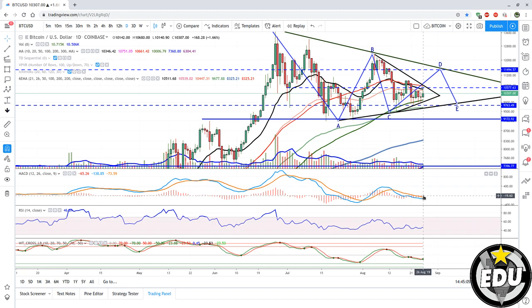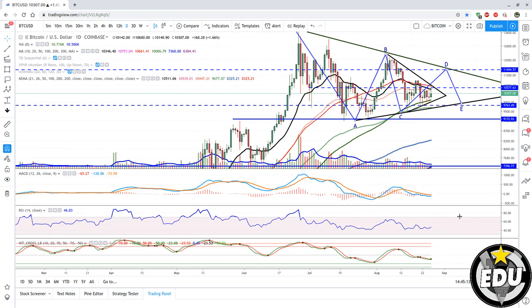MACD might make a bullish cross on the daily soon. It's not that oversold, to be honest, and then also the WT cross, just in the middle. Not any divergence that I can see from this time frame.